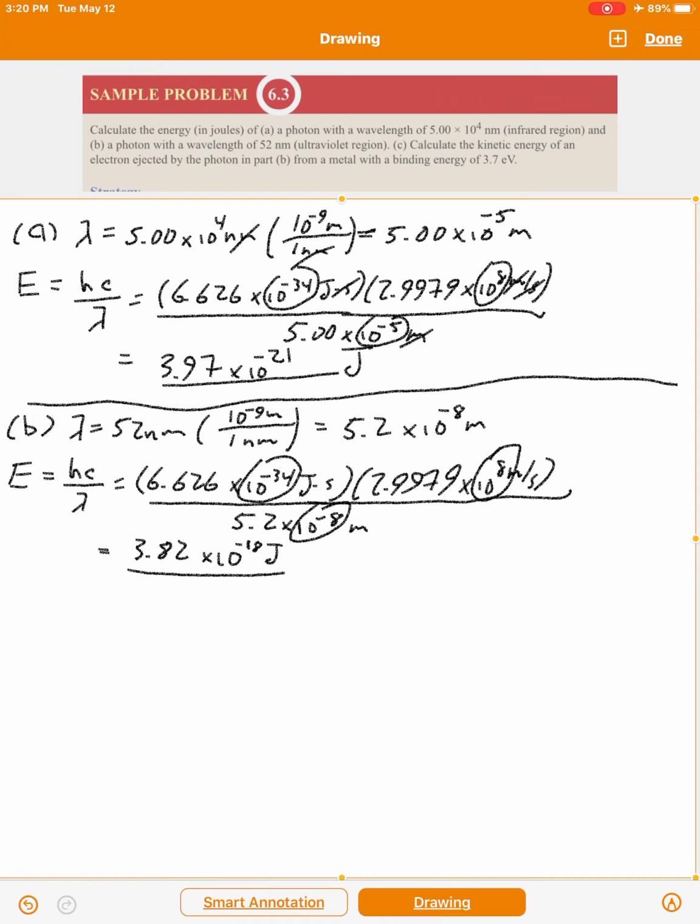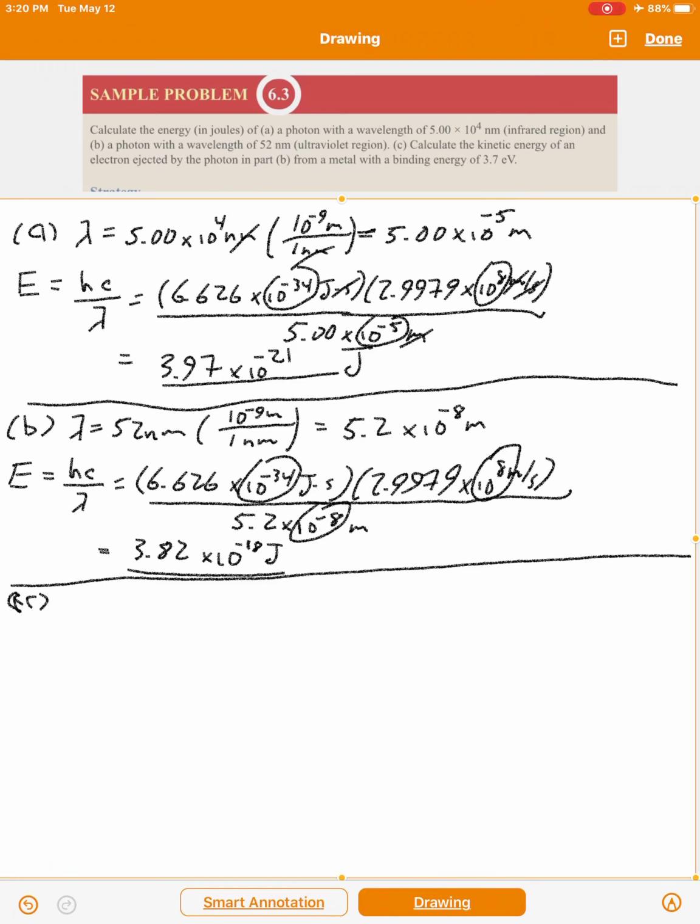So now in part C, don't worry about part A. We just want to worry about part B. It says calculate the kinetic energy of the electron ejected by the photon in part B if the metal has a binding energy of 3.7 electron volts. So they throw in some units here that you maybe have never seen. They're commonly used in physics.